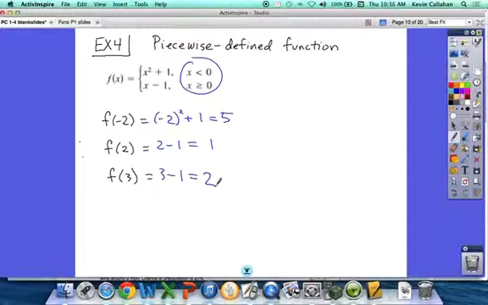Remember, this is the domain. We're going to get to domain in a second, but domain means x values.